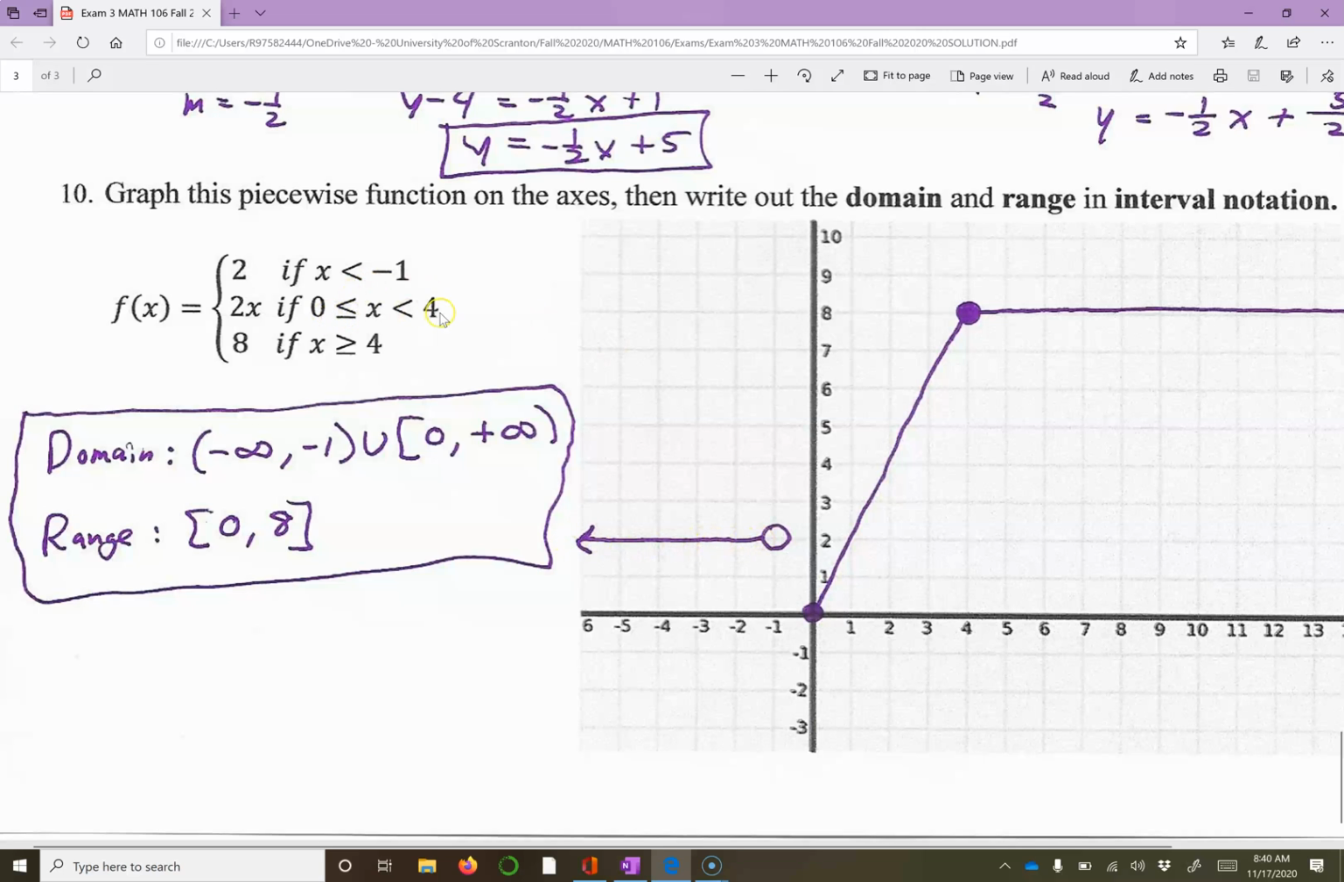And then from 0 to 4, where we have a solid circle at 0, you would have started with an open circle at 4, and it's just a line with slope 2, y equals 2x.